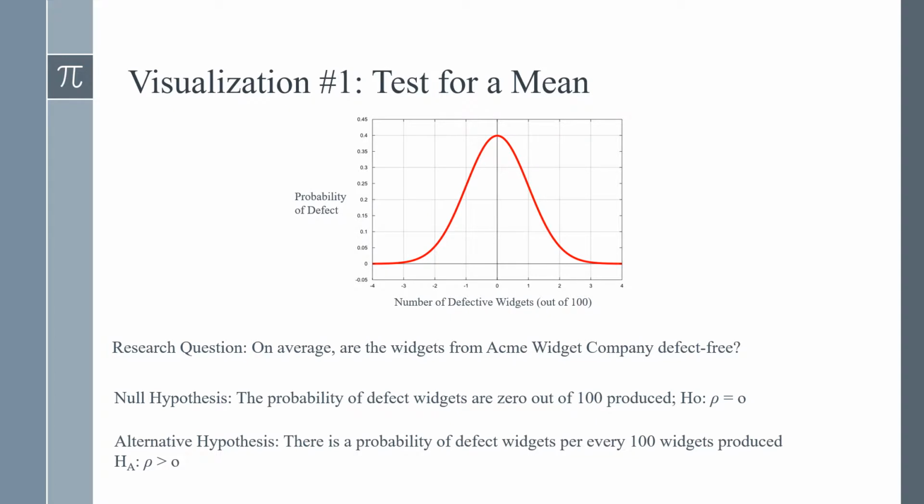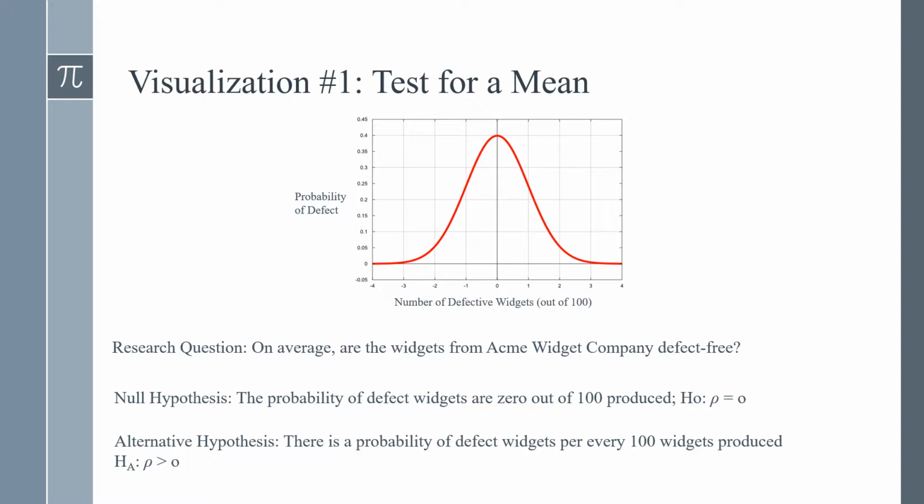The first visualization is the test for a mean, and here we are looking at the probability of defects produced per every 100 widgets. The research question states that on average, are the widgets from the Acme Widget Company defect-free? We can come up with a null hypothesis that states that the probability of defect widgets are 0 out of 100 produced, and an alternative hypothesis that states that there's a probability of defect widgets per every 100 widgets produced.